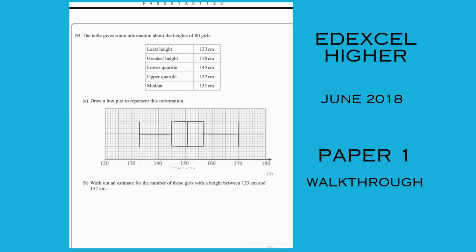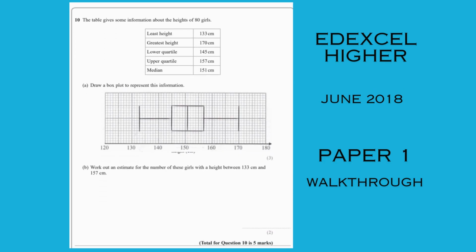Number 10, yeah, I've also cheated because this is just too easy, let's be honest. Anyone doing the higher paper, I'm afraid you should be fine with this, particularly as there's no need to add or subtract. It is just literally stick the values on, and there you go.